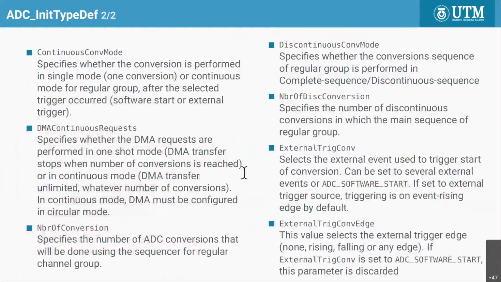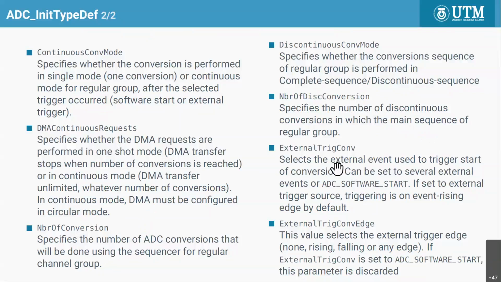Okay. Then the other settings are more on how to use the continuous mode. So you have continuous conversion, and then you can set DMA for continuous request. And then you can set the number of conversions when you do it by group, and set whether it's discontinuous. Discontinuous means, let's say you have 8 channels you want to read, you can stop in the middle and then continue later. And then here, something to do with the discontinuous conversion.